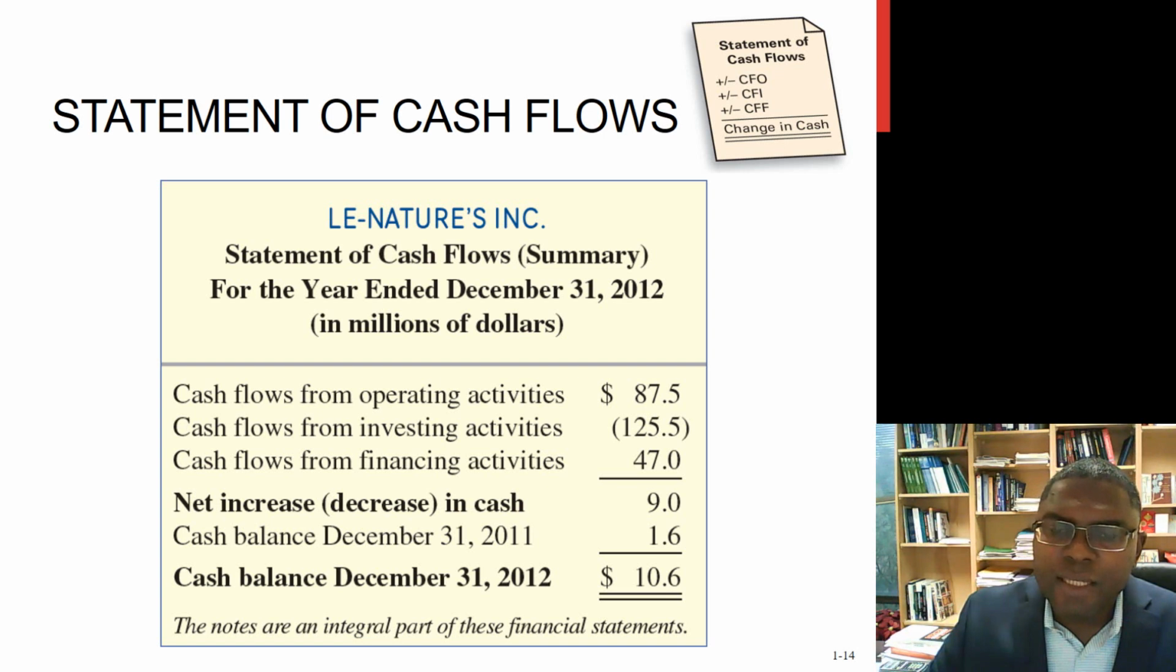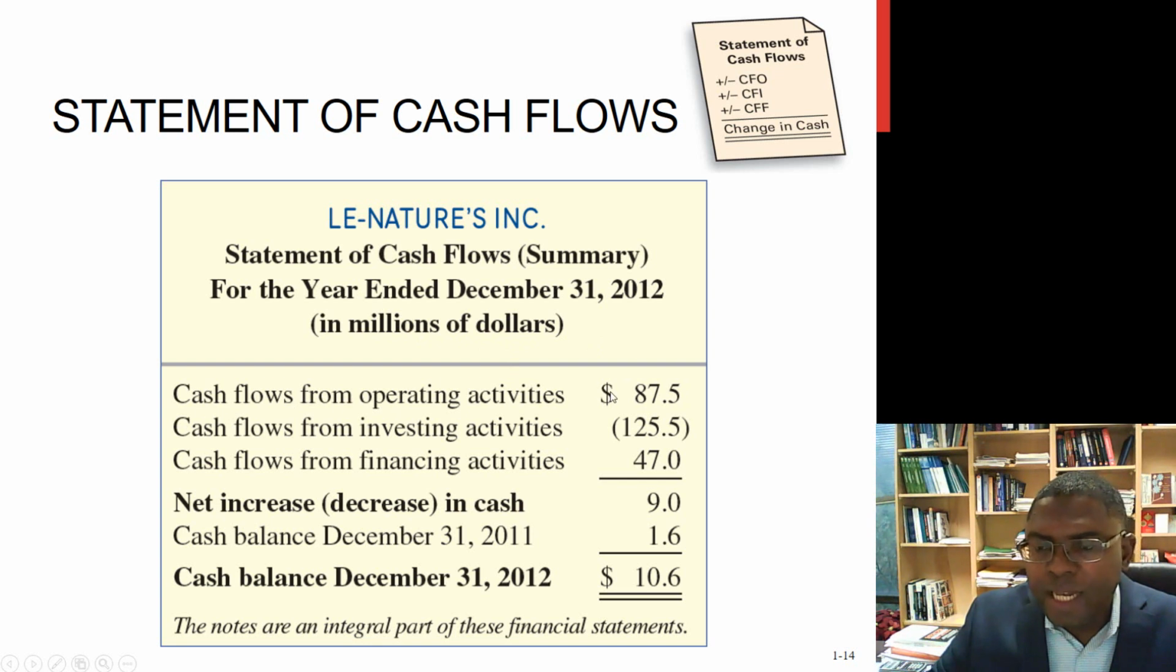So this is a brief example of a statement of cash flow. Again, we have the name of the company, Lee Natures Incorporated. The name of the statement needs to be clearly stated: Statement of Cash Flow. The period needs to be stated: for the year ended December 31st, 2012. So the statement of cash flow reflects what happened for the entire year, with the unit of measurement in millions of dollars.